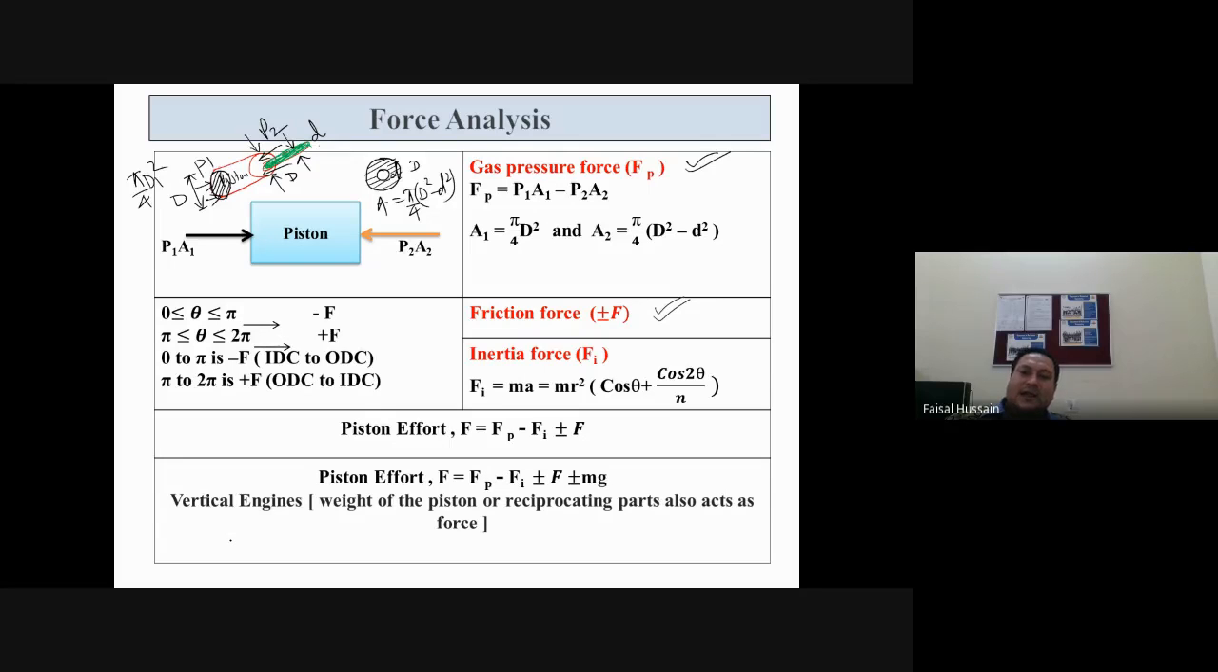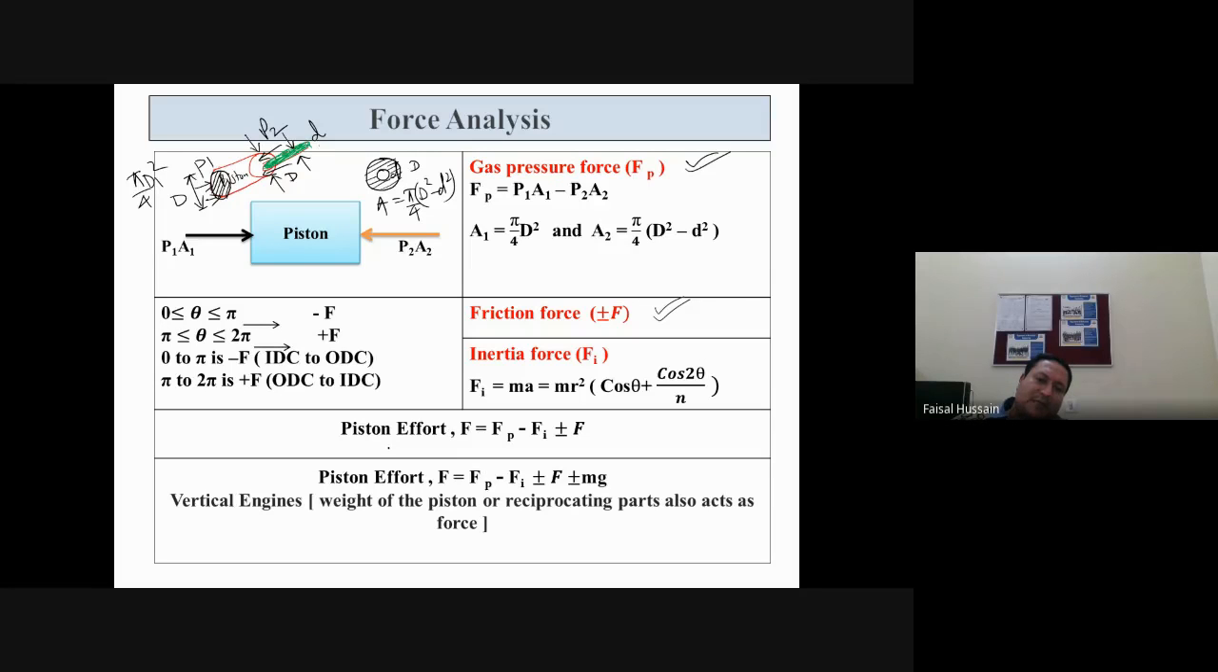Now let us go to the inertia force. Inertia force is equal in magnitude to the accelerating force but in opposite direction. So what is accelerating force? Mass into A. So what will be the inertia force? Mass into A, but the direction will be opposite. So mass into acceleration. This is mass. Instead of acceleration, I have substituted this equation.